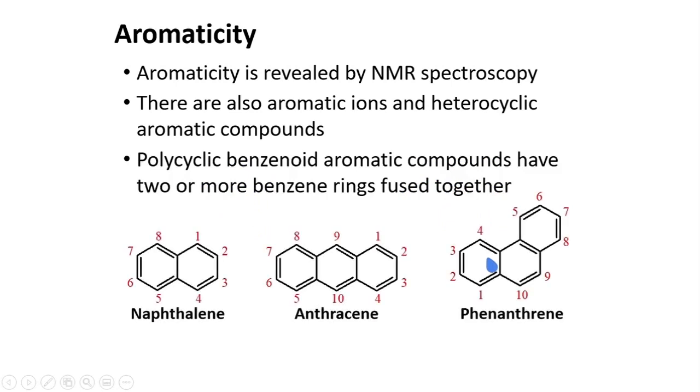Polycyclic aromatic compounds do not strictly follow Hückel's rule. They contain more than one ring. However, if you consider each ring, this is aromatic. This ring is also aromatic. So are these rings. Thus, these types of compounds are also aromatic.